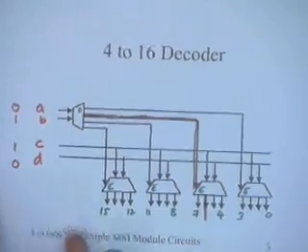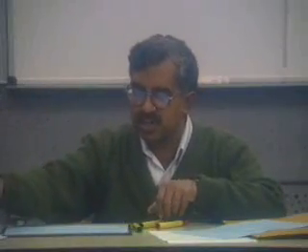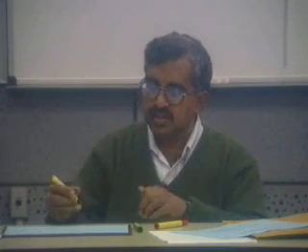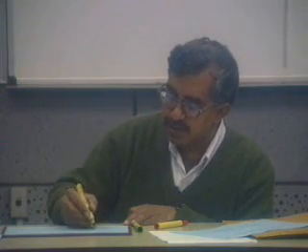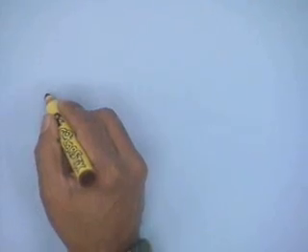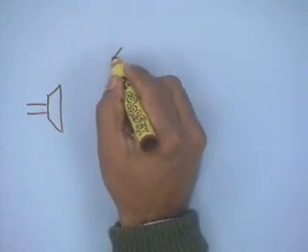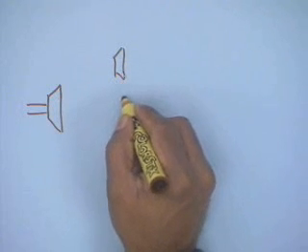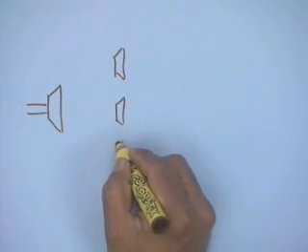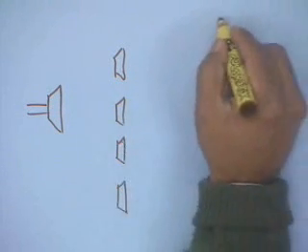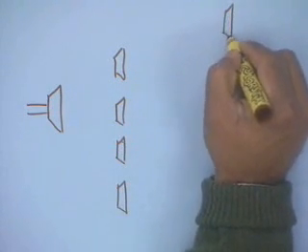So that's how you can do this. Let's say you're talking of a 6 to 64 decoder, you could be doing this in 3 levels. So you could have first level a 2 to 4 decoder, and then you could have 4 decoders at the second level, and at the third level you could have 16 decoders.